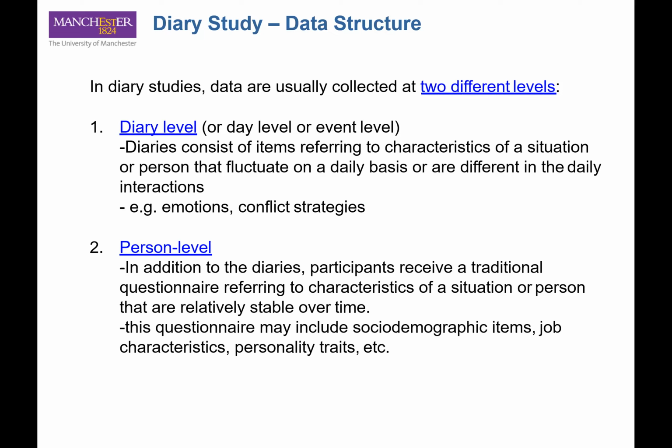At the person level, in addition to the diaries, participants will receive a traditional questionnaire referring to the characteristics of the situation or the person. They are relatively stable over time. Some of the questionnaire items may include social demographic items, such as job characteristics referring to the job, and personality traits referring to the person. So as you can see, the person level measurement seems more stable, and regulates the differences between different people.